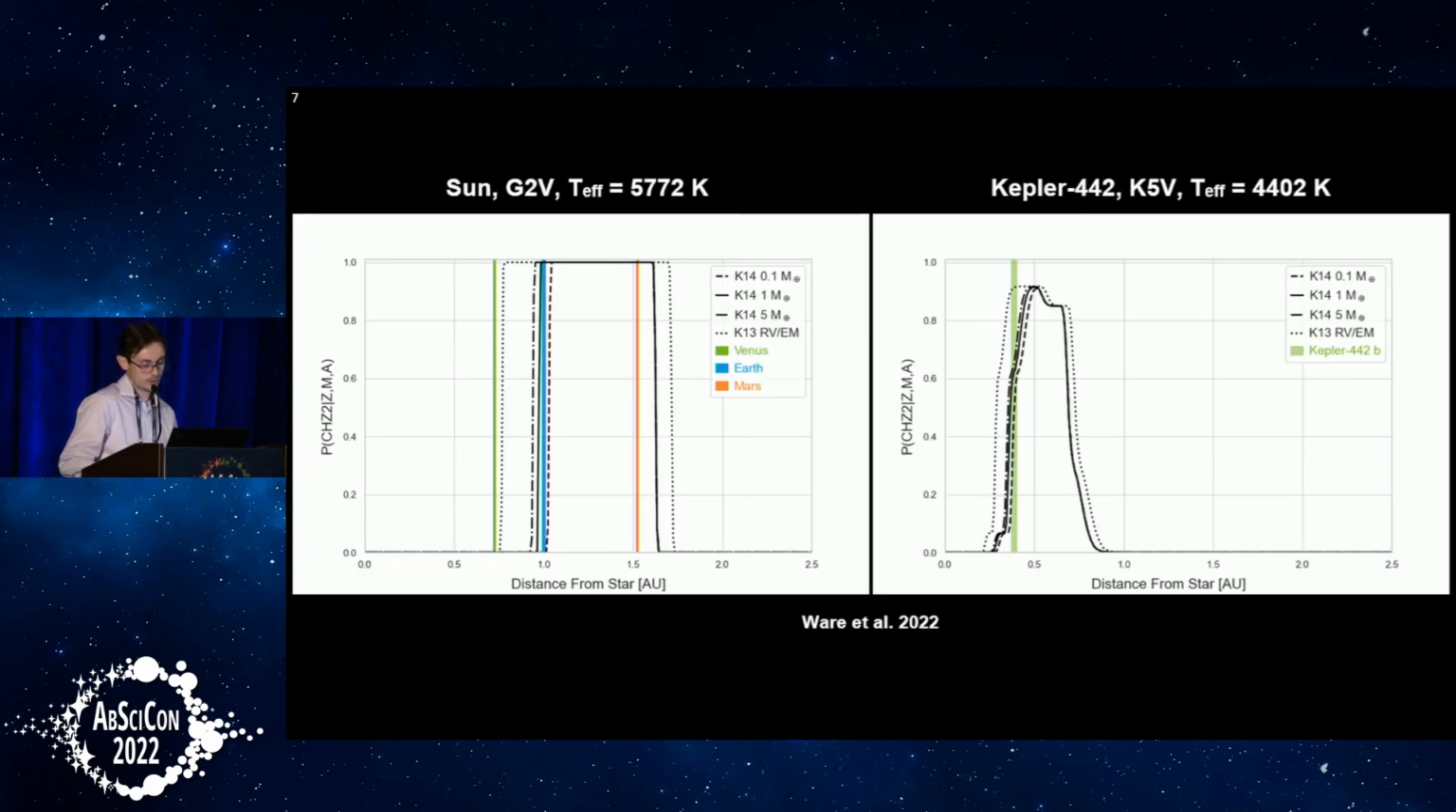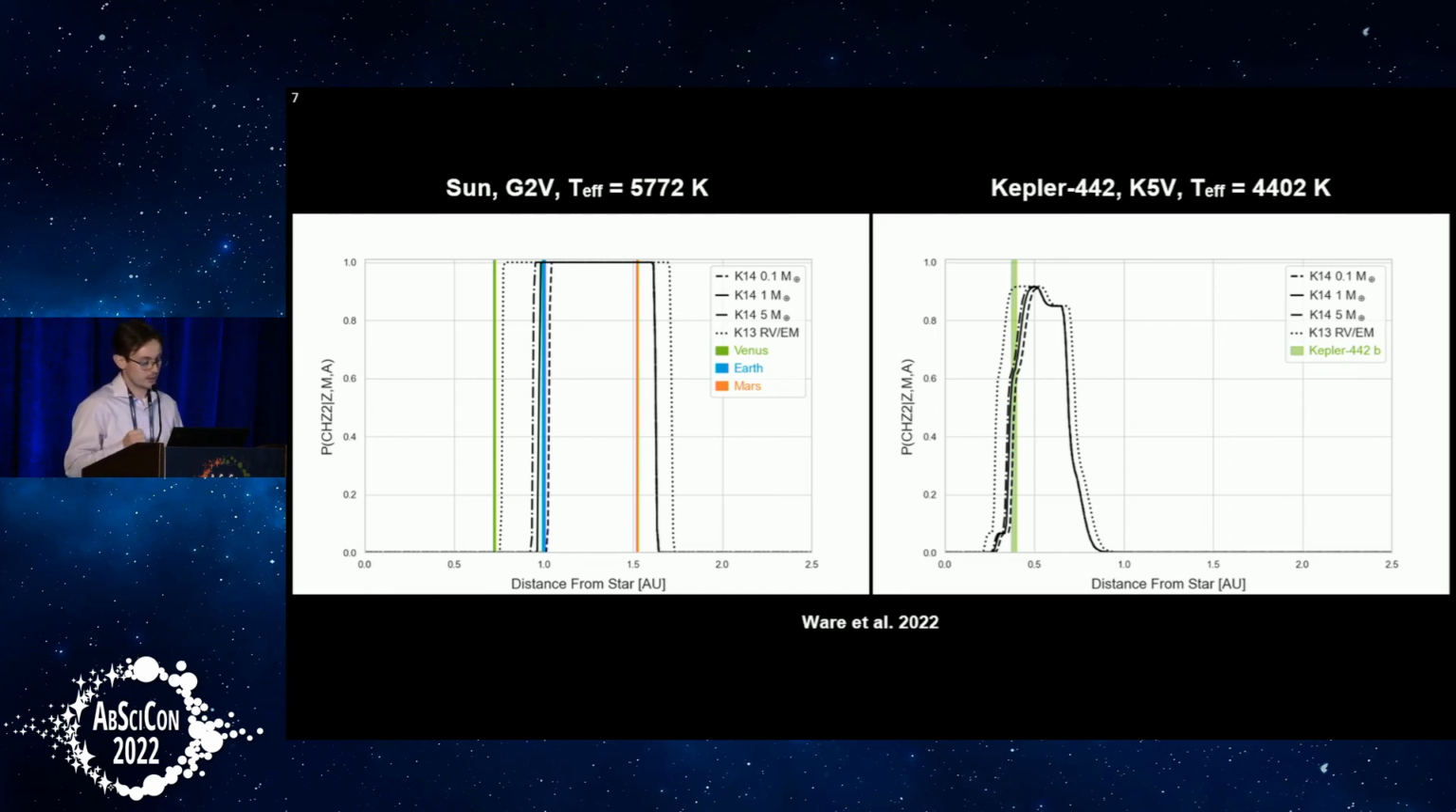And so looking at the results from this initial analysis, we have the sun on the left-hand side here. On the y-axis is the probability that a given orbital radius is within the CHZ2, and on the x-axis is the distance from the star. All of the black lines you see there are the different models from the Kopparapu papers. And then the colored bars are for the planetary radii.